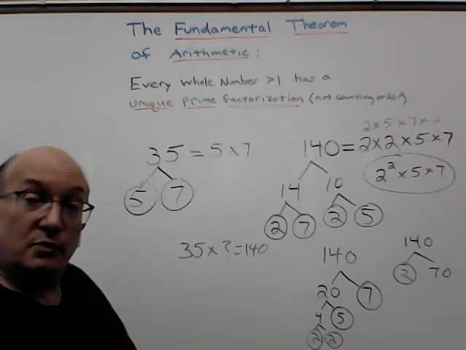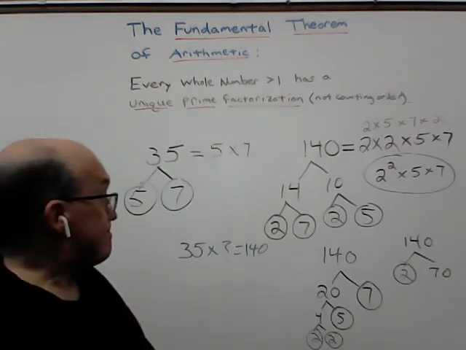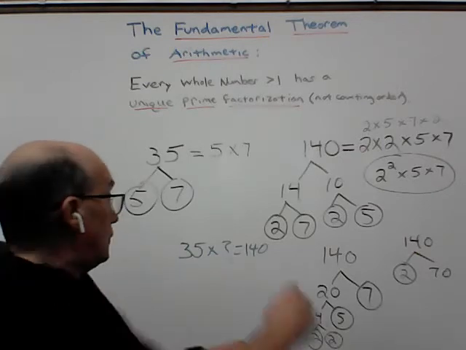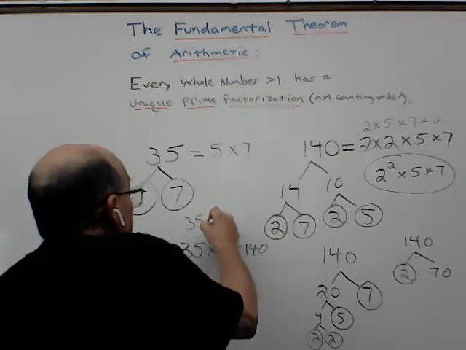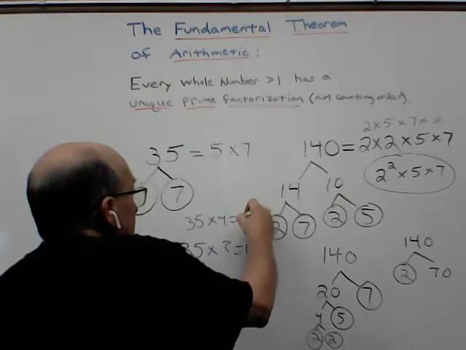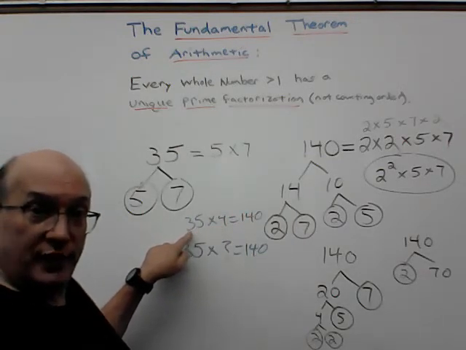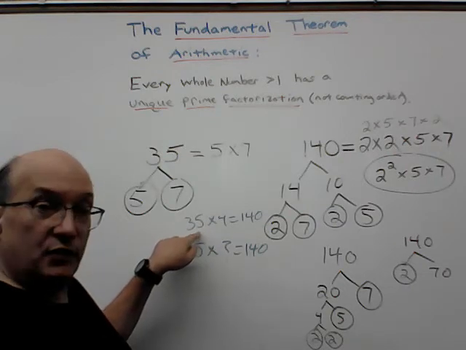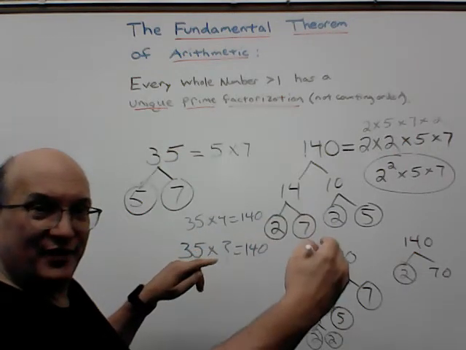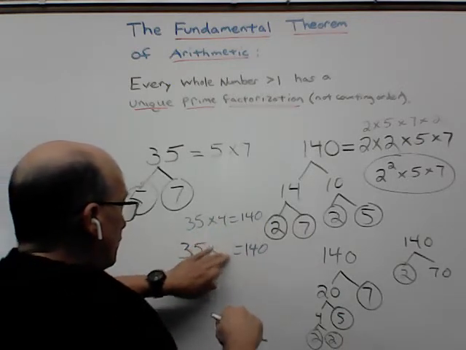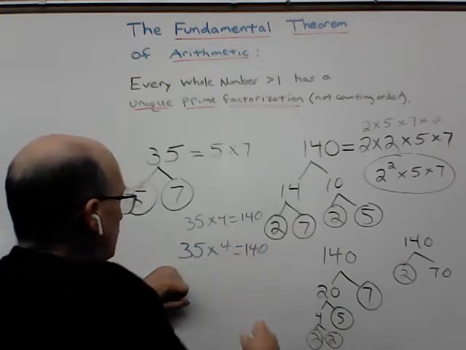It's a relatively small whole number. It's 4, right? 35 times 4 is 140. 4 times 30 is 120. 4 times 5 is 20, and put them together. 120 plus 20 is 140. So 35 times 4 is 140.